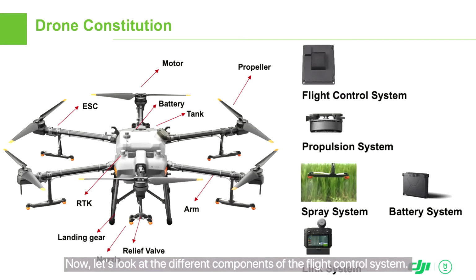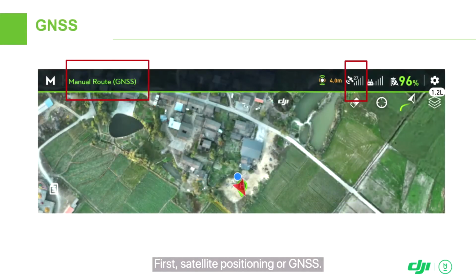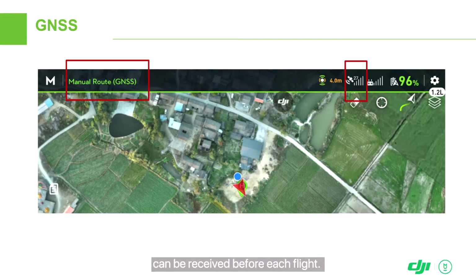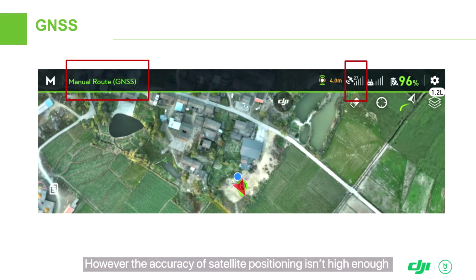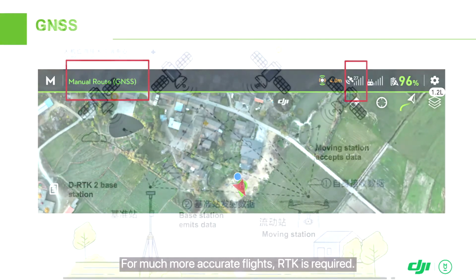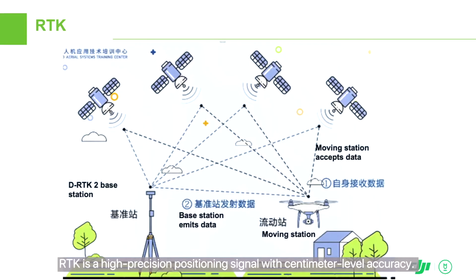Now, let's look at the different components of the flight control system. First, satellite positioning, or GNSS. It's what enables the drone to hover stably and operate autonomously. So you must ensure that at least 8 satellite signals can be received before each flight. However, the accuracy of satellite positioning isn't high enough to support high-precision flight. For much more accurate flights, RTK is required. RTK is a high-precision positioning signal with centimeter-level accuracy.